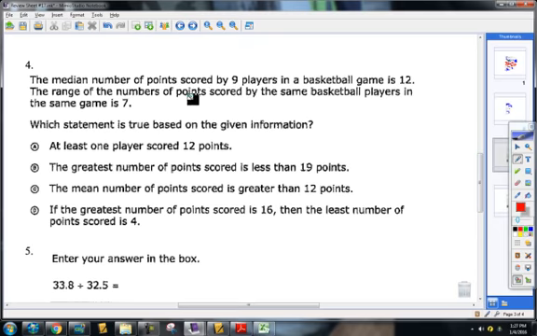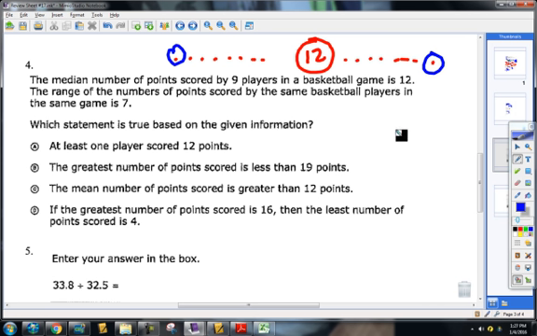This question here, the best way to go about this one, to be honest, is to go through and make up an example. So the median number of points scored by 9 players in a basketball game was 12. So you know that there were all these numbers. We know that the median, or the middle number, is 12. The range of the number of points scored by the same players in the game was 7. So if we're calling this right here the maximum, and this the minimum, we know that the range is 7.